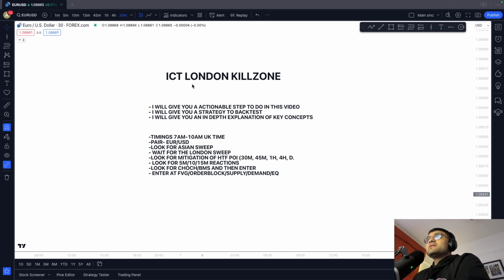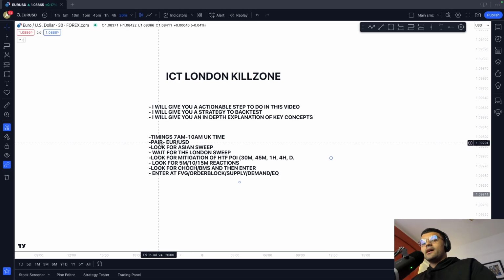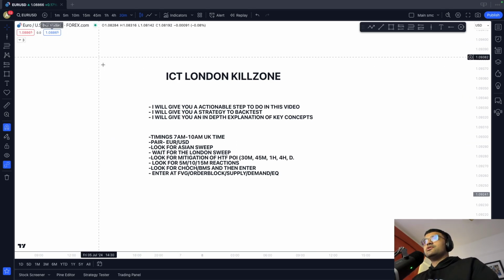So the London Killzone. I'll give you a strategy to backtest all of that, but these are the key timings: 7 a.m. to 10 a.m. UK time. So set your chart to London and UK time. Then the pair that we're going to be looking at is EURUSD, as you can see right there.